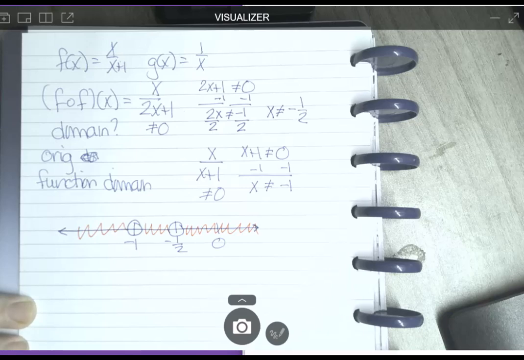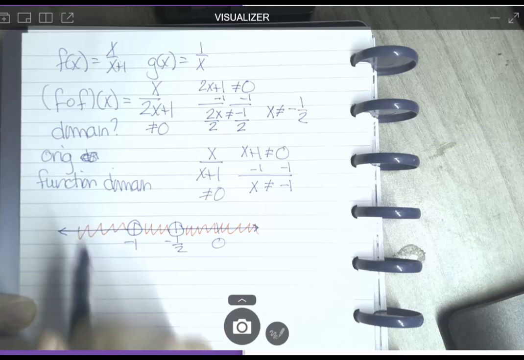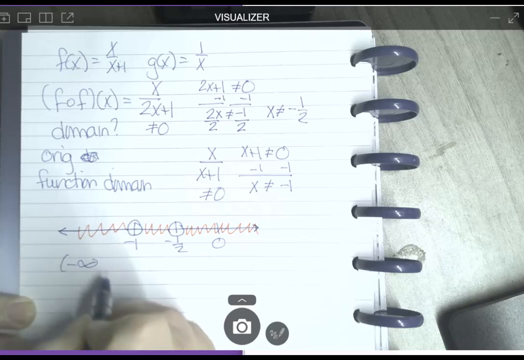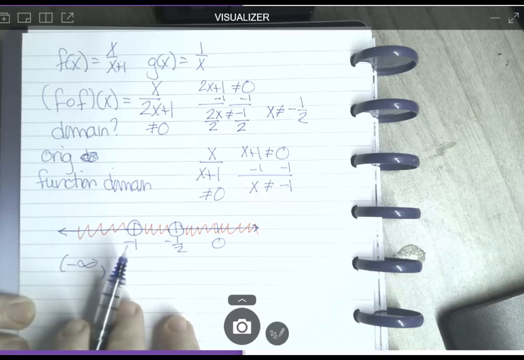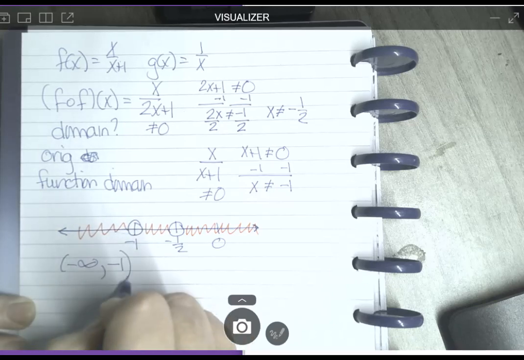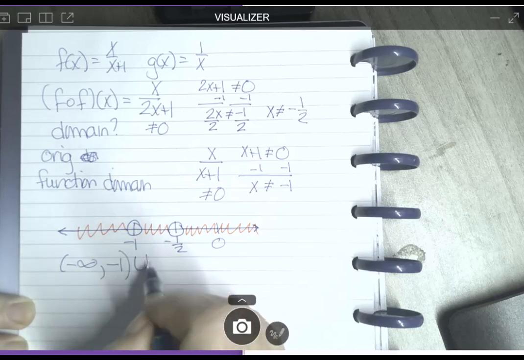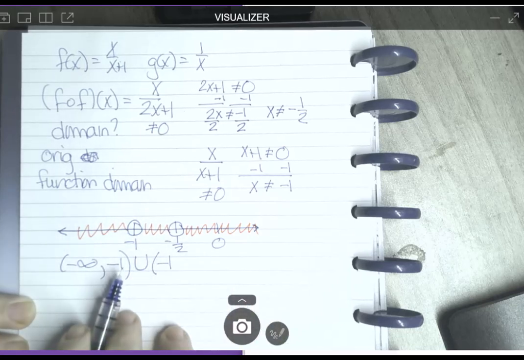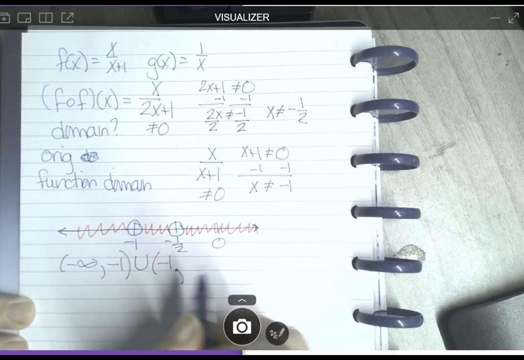All right, what's that going to look like then? Where am I going, or what's happening on this side? Well, we have negative infinity. Now remember, anytime we talk about infinity, we have a parentheses. Now we're going from negative infinity to negative 1, but we don't include negative 1, so we have a parentheses.